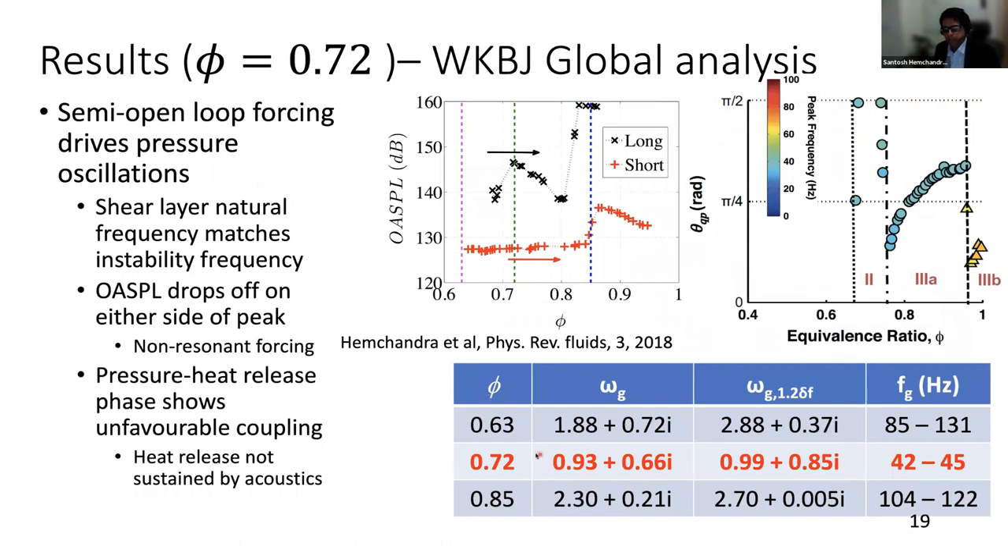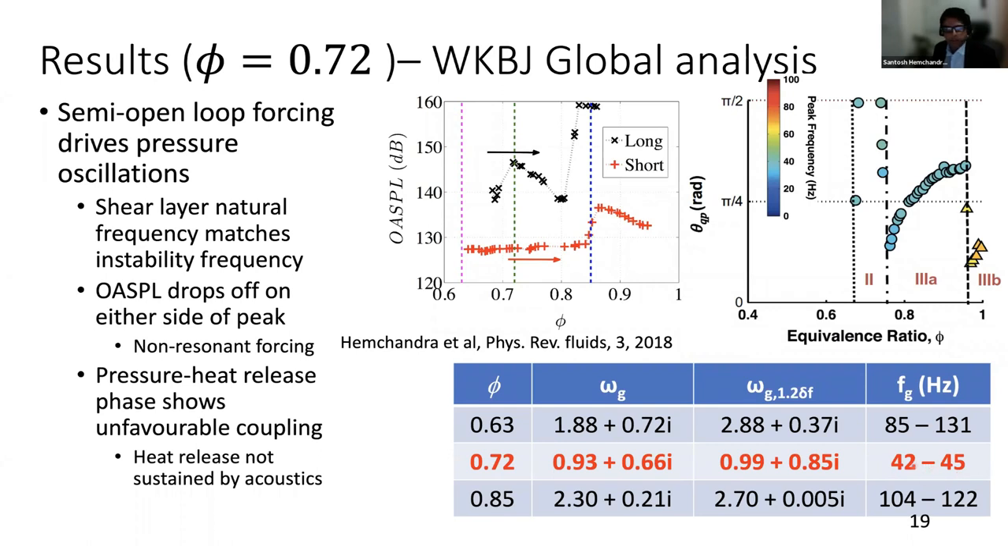So this table here tabulates omega G. This column was basically put in to do a bit of uncertainty analysis. And the last column lists the natural hydrodynamic oscillation frequency of the shear layer, the range based on our uncertainty analysis in terms of hertz. So you see here that at 0.72, where we expected to have an unstable self-excited shear layer, that's what our analysis gives us, and the growth rate is fairly insensitive to the perturbation in the brush thickness that we did. And the frequency stays roughly constant at about 42 to 45.